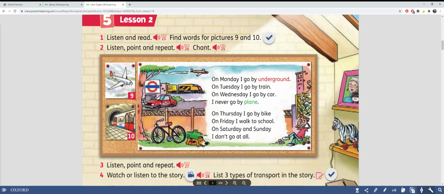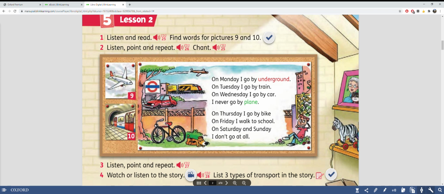So we have number 9, which is the... Very good, it's the plane. This is the plane. And number 10 is the underground. Very good. We call this here in Chile the metro. This is the underground. So, after doing that, we are going to listen, point and repeat.